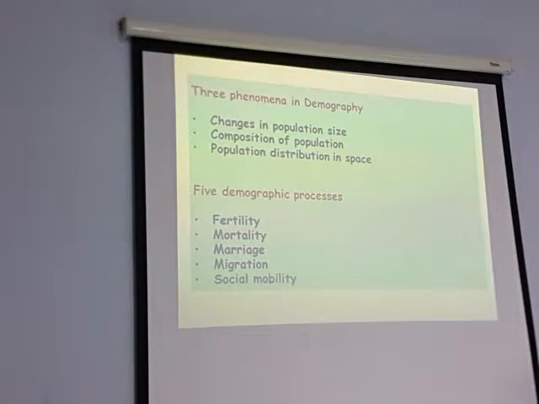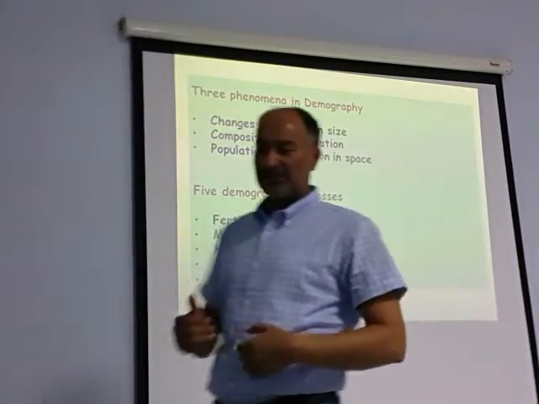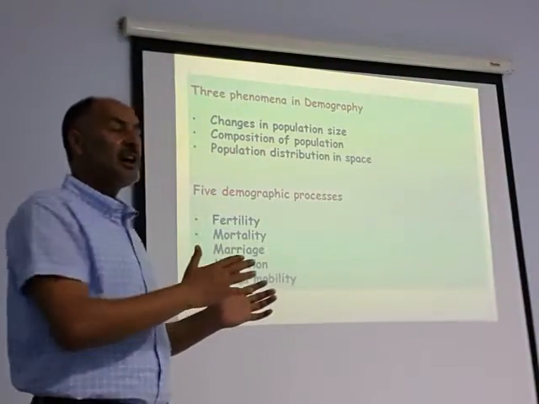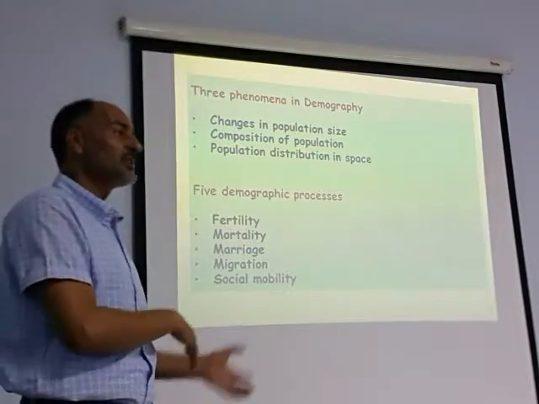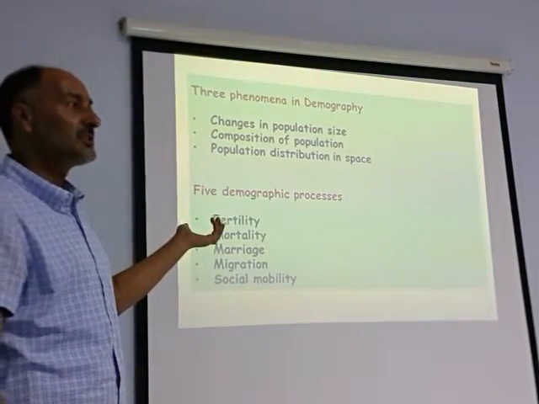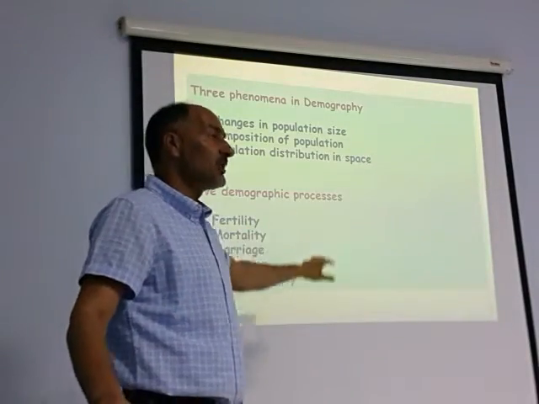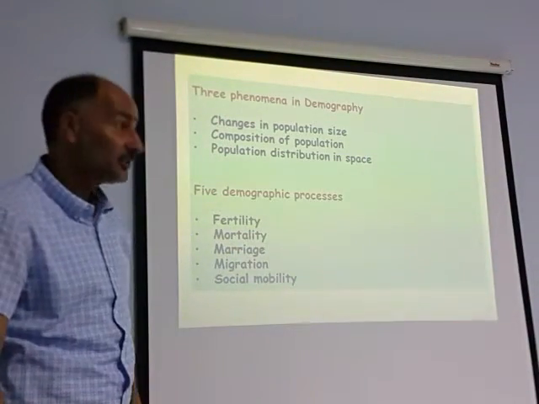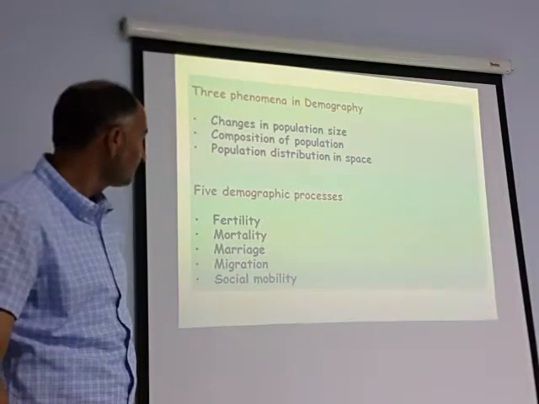Then migration, so people are moving out or in. That's immigration or emigration. Then social mobility. Sometimes there is unrest and other things. People move from one place to another. Like in the case of civil unrest in Syria, people have been mobilized to one part. That's also part of the demographic process.